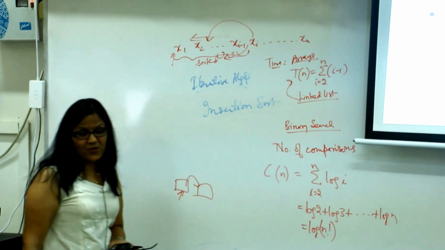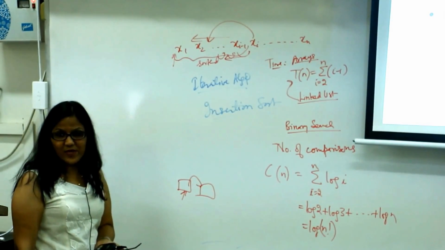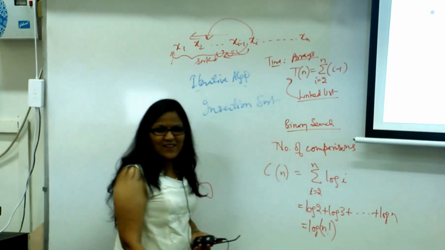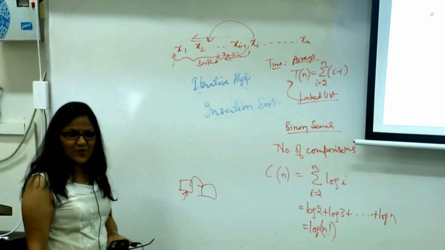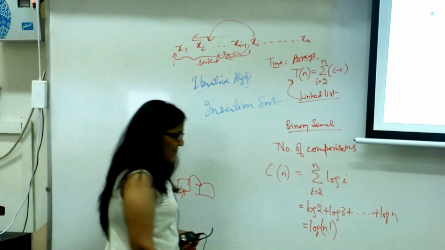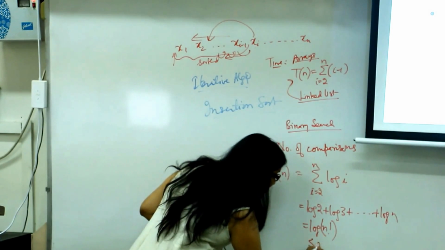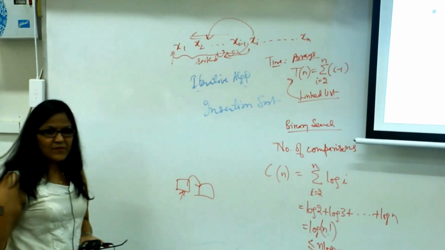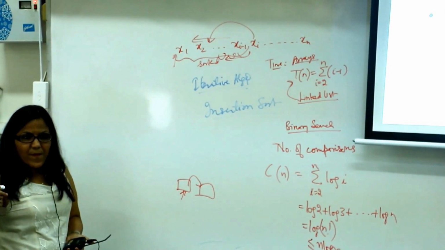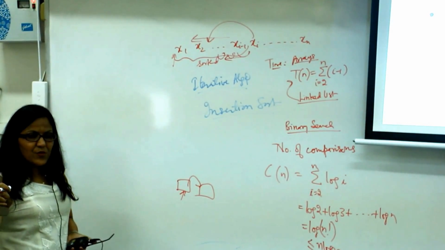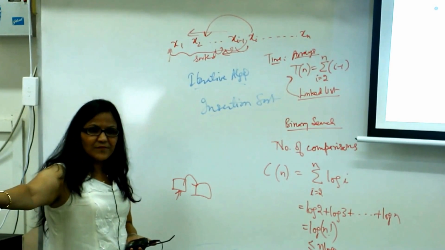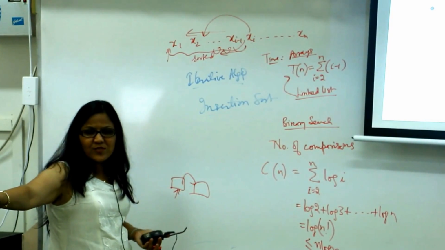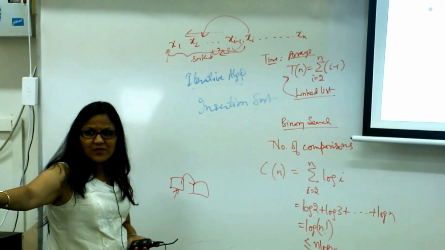Am I right? I could have straight away written n less than or equal to n log n, but I want this to imbibe that this is nothing but log of n factorial, which is less than or equal to n log n. So the number of comparisons is n log n.